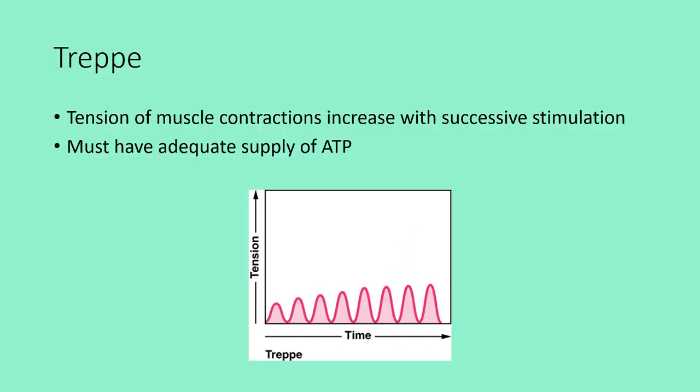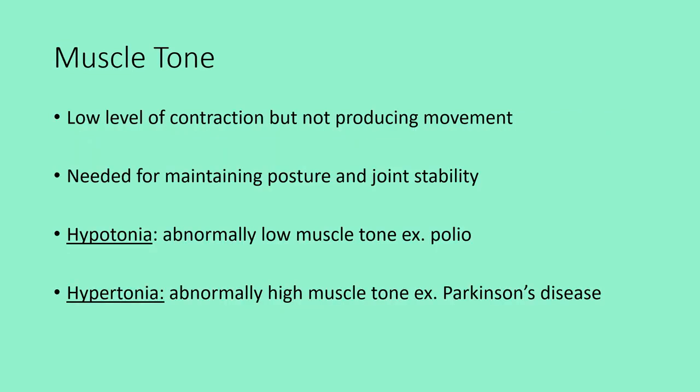Treppe is where the tension in the muscle contractions increases with successive stimulation. For this, though, you do have to have a good, strong, adequate supply of ATP. Muscle tone refers to where you have a low-level contraction, but you're not producing movement, and you're usually not even consciously aware of it. That is necessary to help maintain your posture.